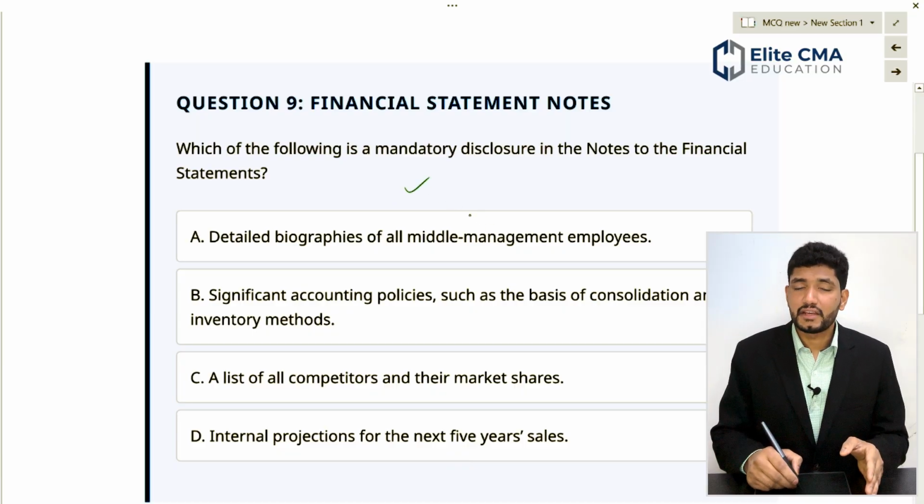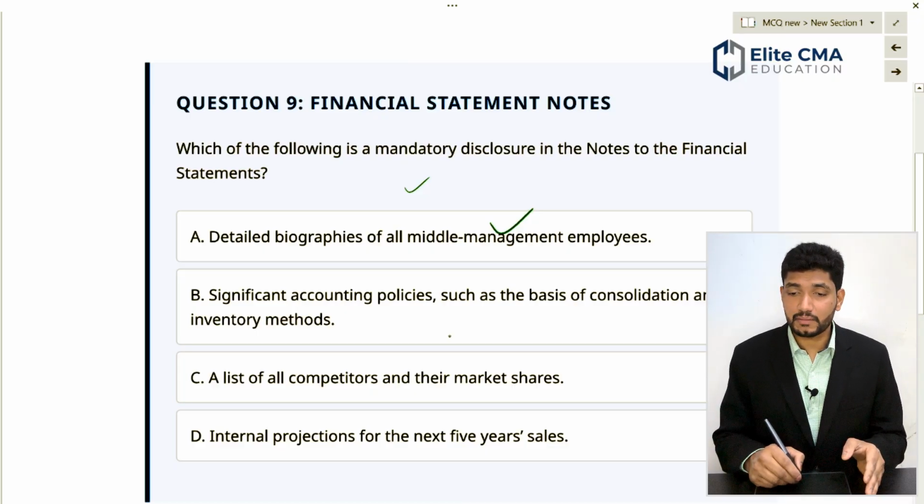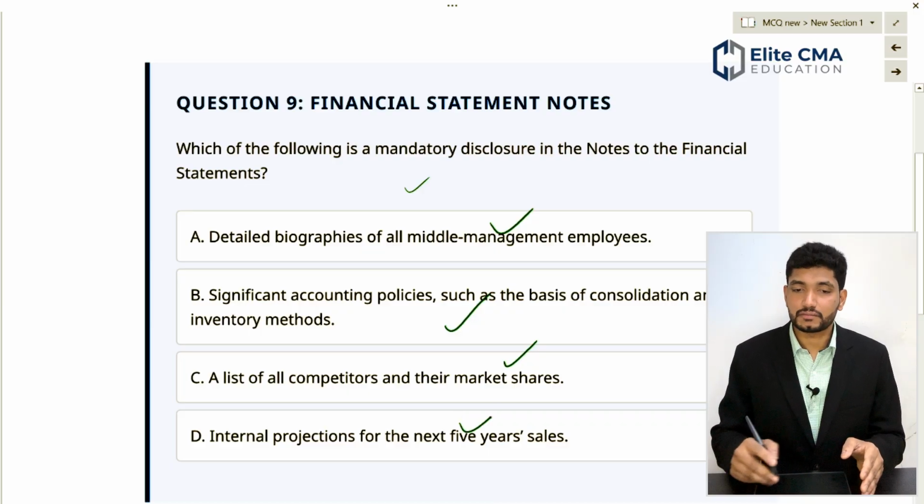Option A, detailed biography of all middle management employees. Option B, significant accounting policies such as basis of consolidation and inventory method. Option C, list of all competitors and their market share. Option D, internal projections for the next 5 years sales.